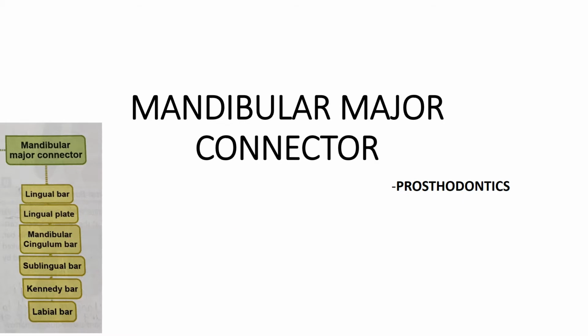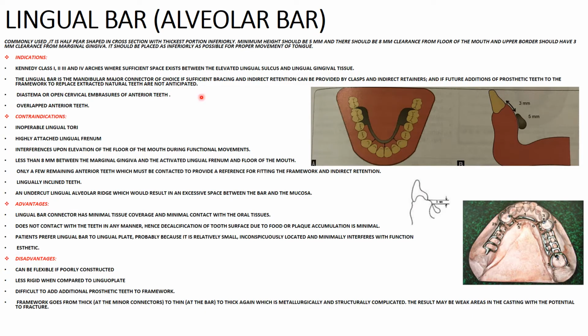Starting off with the lingual bar, which is also known as the alveolar bar. It is a commonly used one. It is half pear shaped in cross section, and the thickest portion is placed inferiorly. The portion that is present inferiorly is thickest.